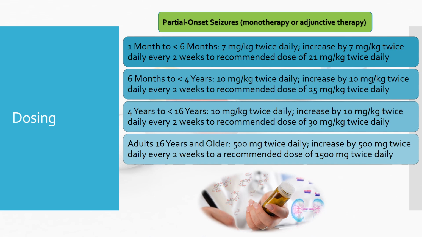For the ages of 4 years to 16 years old, the dosing is the exact same with just a slightly higher recommended dose of 30 mg per kilogram twice a day. For adults 16 years and older, instead of weight-based dosing, we use an actual calculated dose of 500 milligrams twice a day, increasing it by 500 milligrams twice a day every 2 weeks to a recommended dose of 1500 milligrams twice a day.